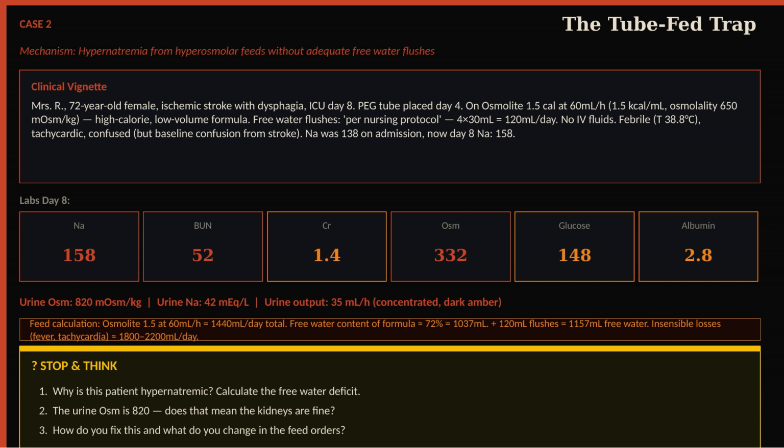Do the water math. The formula and flushes give her about 1,150 milliliters of free water a day, but a febrile, hypermetabolic patient is losing closer to 2,000 or more through insensible routes alone. Stop and think. Why is she hypernatremic? And what's the free water deficit? The urine osmolality is 820. Does that mean the kidneys are failing? And how do you fix this, including what you change in the feed orders?